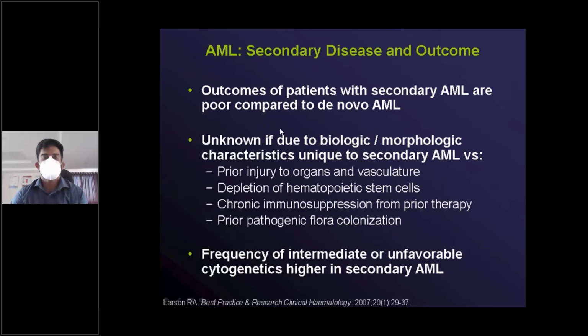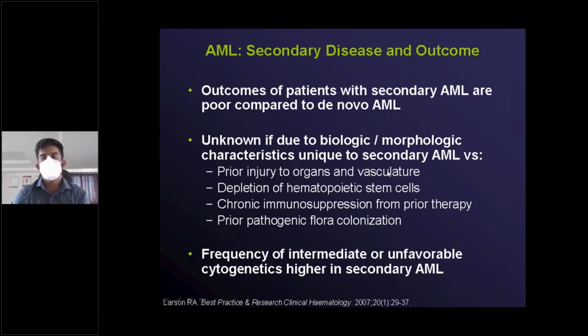Outcomes of patients with secondary AML are poor compared to de novo AML. So in primary AML, you don't know what the cause is, so it's new, but the outcomes are better. It is unknown if this is due to biologic or morphologic characteristics unique to secondary AML versus prior injury to organs and vasculature. Prior injury to organs can cause increased mortality in secondary AML, as can depletion of hematopoietic stem cells or chronic immunosuppression from prior therapy. Prior pathogenic flora colonization can also be one of the risk factors for increased mortality. And the frequency of intermediate or unfavorable cytogenetics is higher in secondary AML. So this sort of cytogenetics is more common in secondary AML.